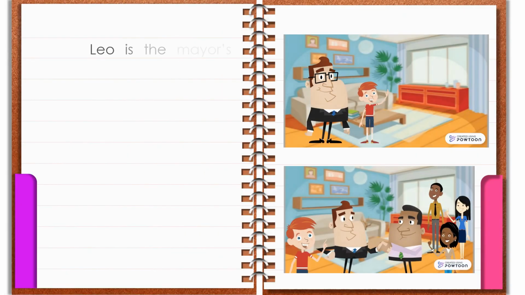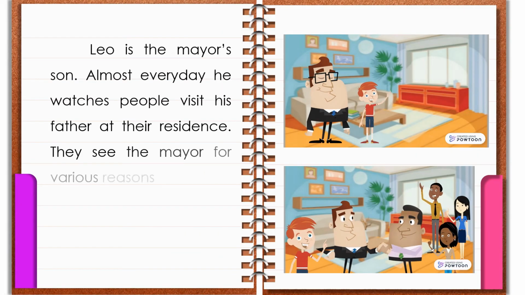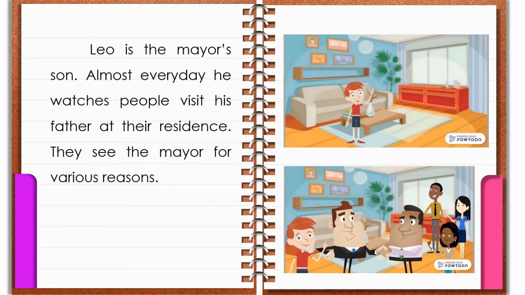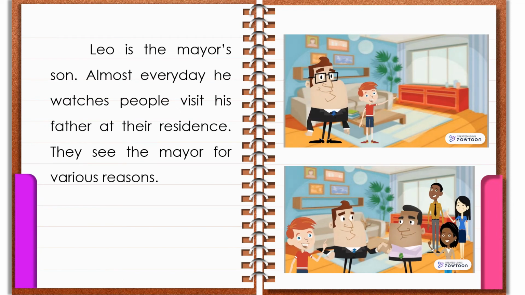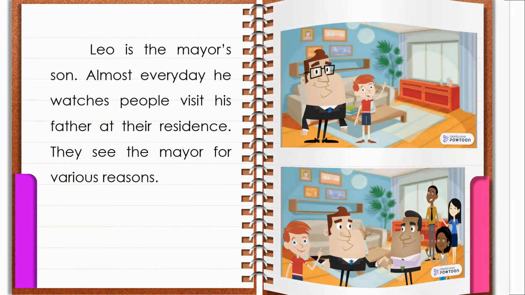Learning from an afflicted man. Leo is the mayor's son. Almost every day, he watches people visit his father at their residence. They see the mayor for various reasons.